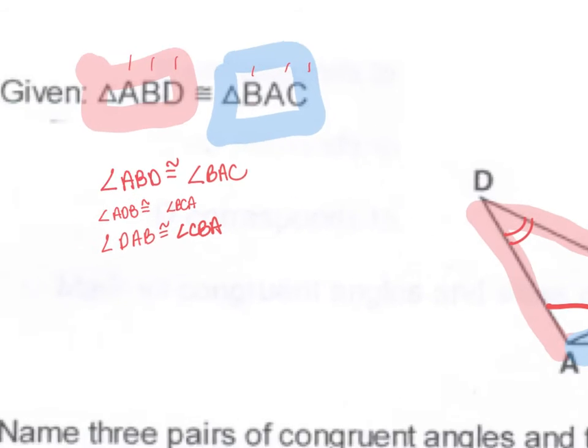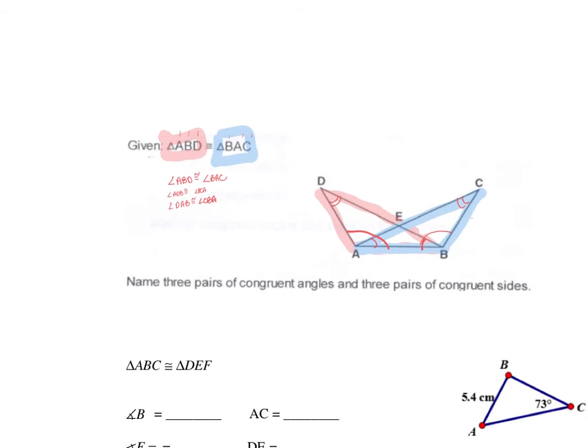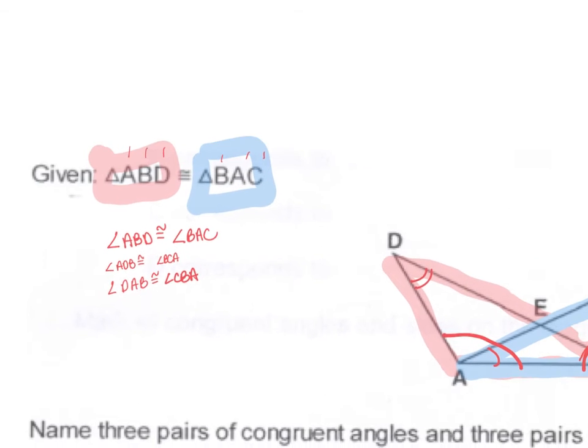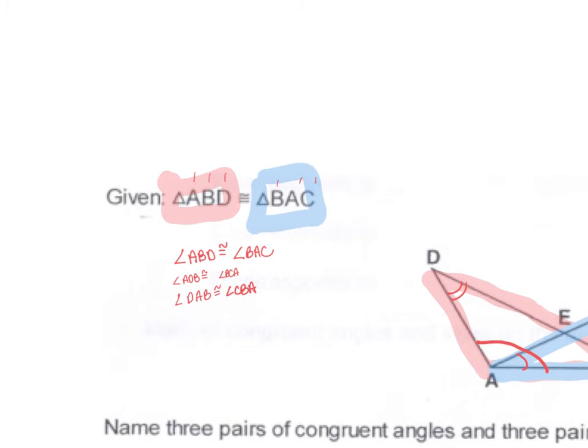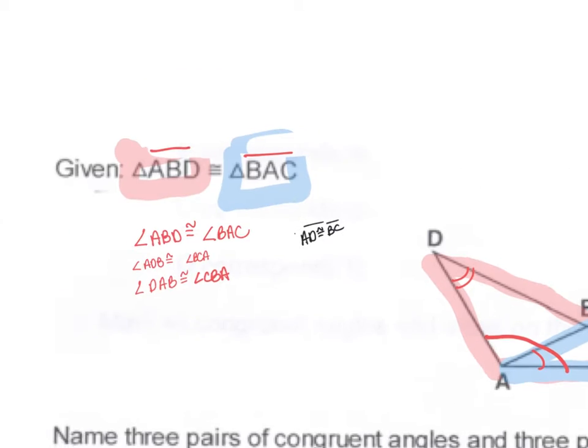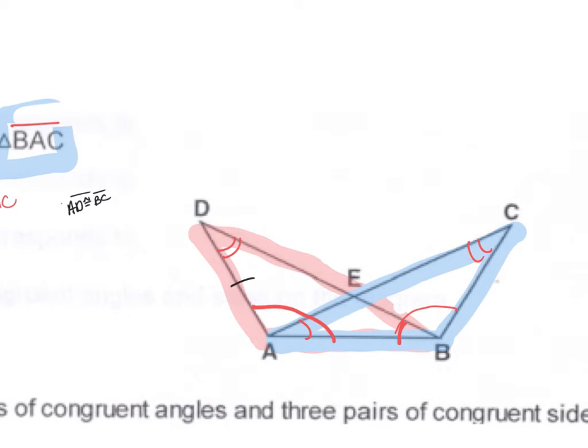I wouldn't really worry about this image that much. And now my sides that are congruent, well, I can just look at my congruence statement. If I look at my congruence statement, my first letter and last letter are AD and BC. So I can say AD congruent to BC. So I'm going to put one tick mark on AD, one on BC.